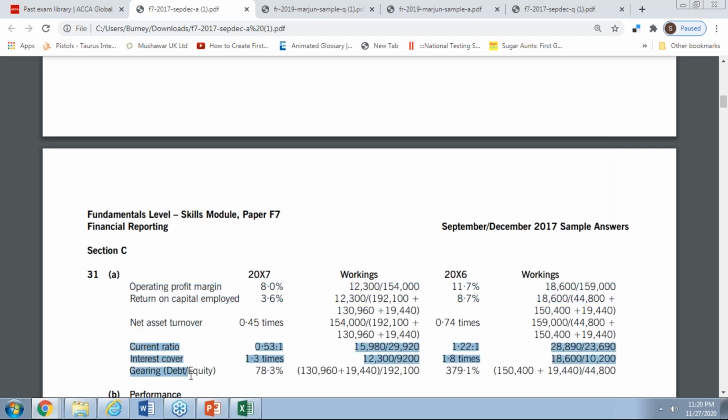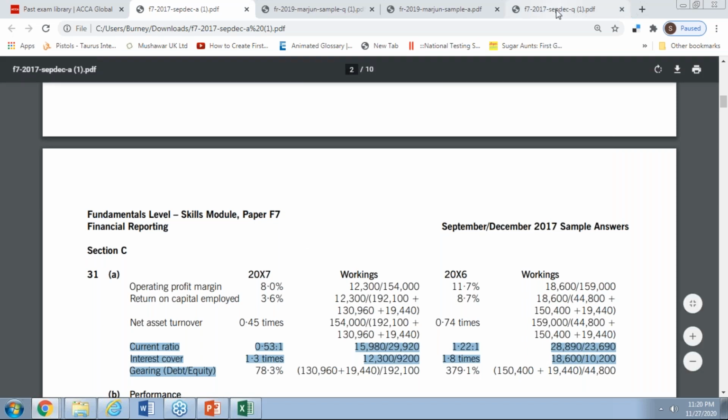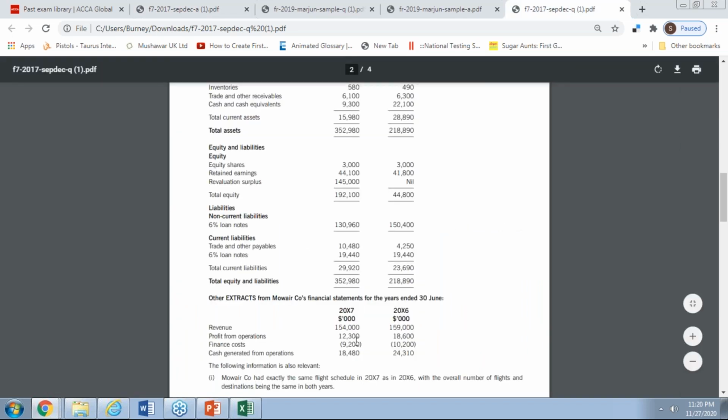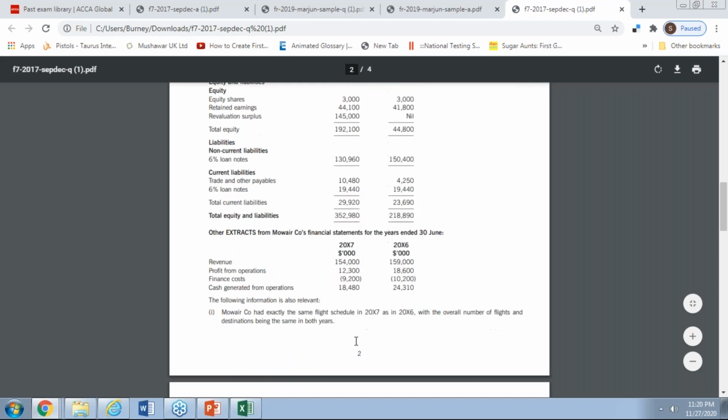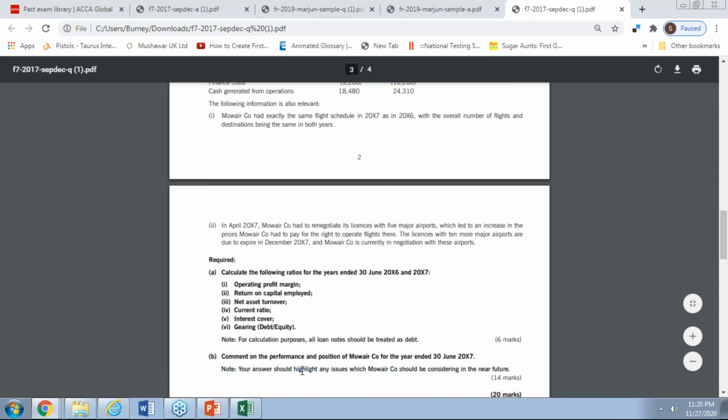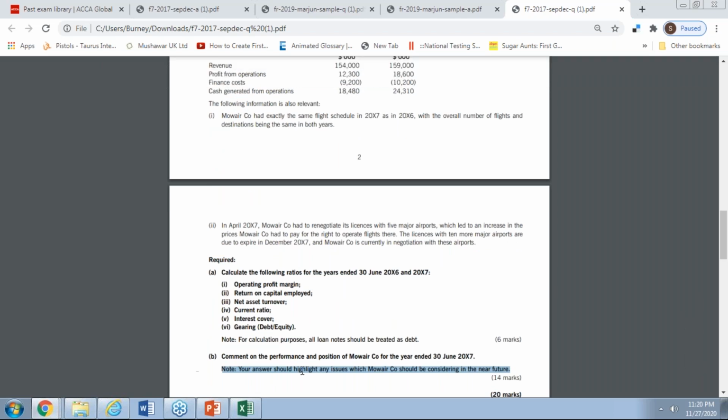Then the next two ratios will be for the position, that is, where the company is standing right now in terms of current ratio, interest cover, and gearing. And you have to add one more thing, which is its future impact, because the question specifically mentions in the requirement: you are required to, your answer should highlight any issues which the MOIA should consider in the future.